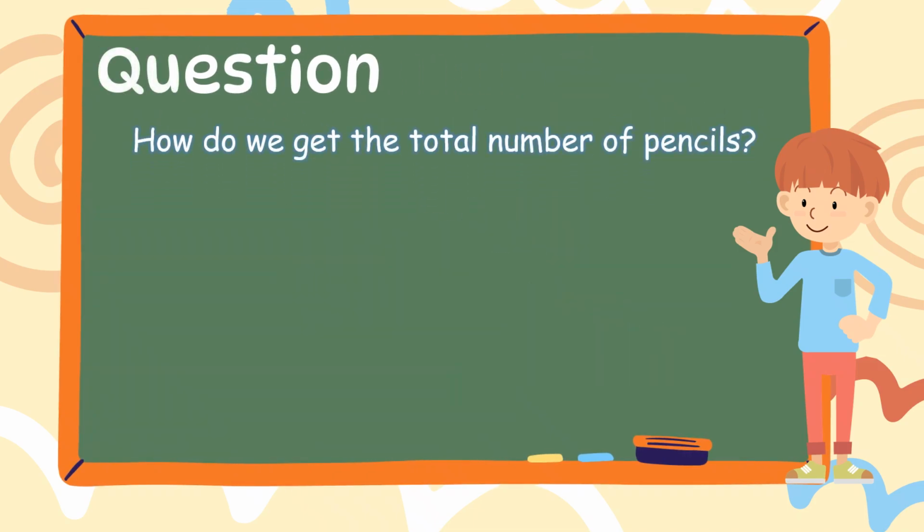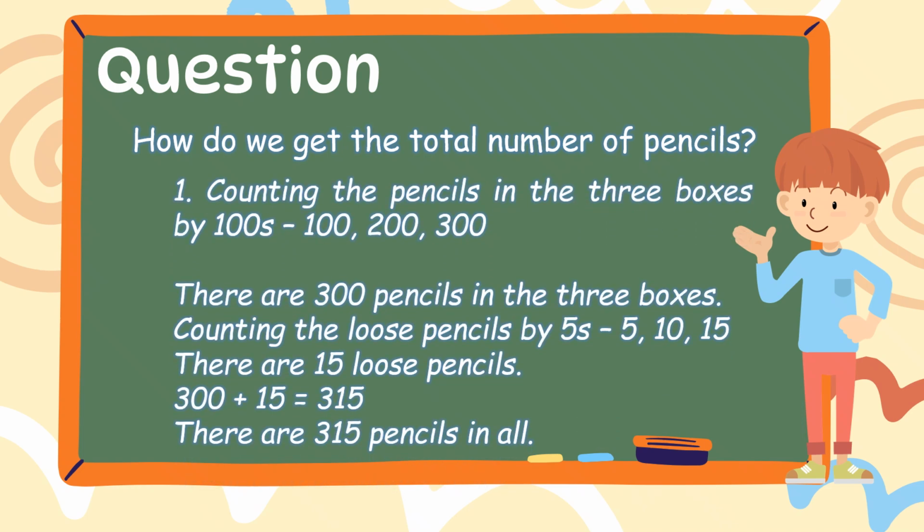How do we get the total number of pencils? Again, we count the pencils in the 3 boxes by 100s. So 100 plus 100 plus 100 gives you 300. So there are 300 pencils in the 3 boxes. Now let us count the loose pencils by doing it in fives. So 300 plus 5 plus 5 plus 5 is 315.